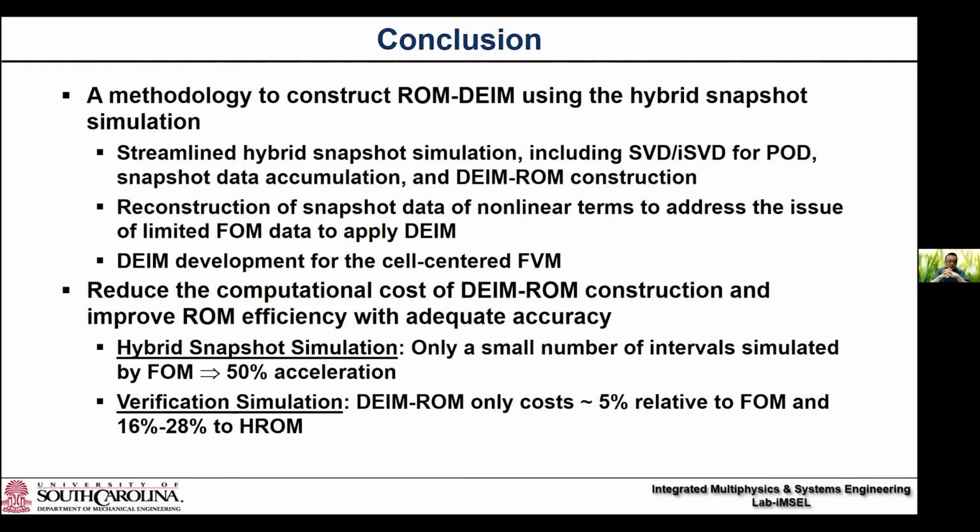We can reduce the computational cost of the DEIM ROM construction and improve the ROM efficiency, along with adequate accuracy. Specifically, in a hybrid snapshot simulation, we can improve the speed by 50%. And in the verification simulation, once the DEIM ROM becomes available, it only costs about 5% of the computational time relative to the full order model, and only 16% to 28% relative to the reduced model without the DEIM approximation.